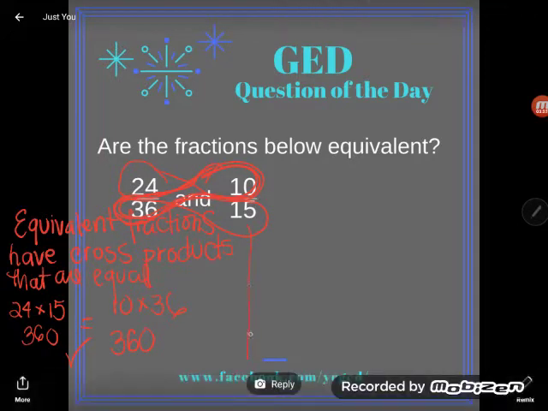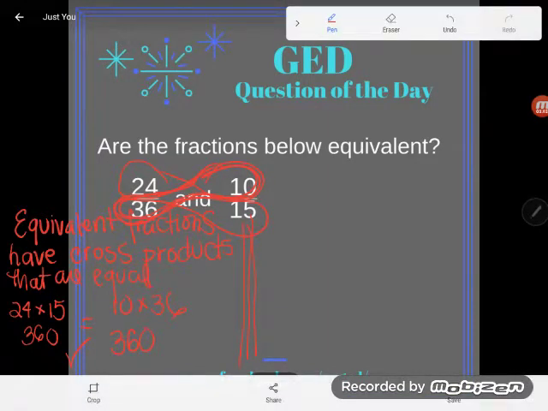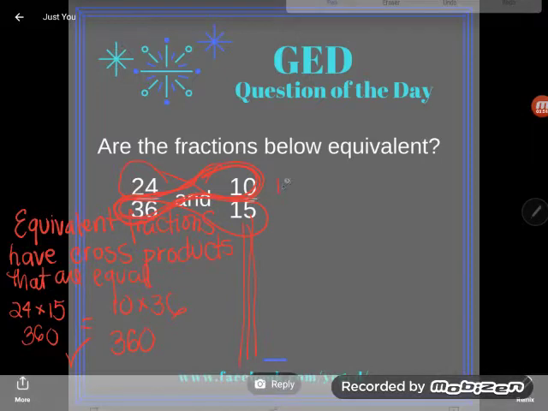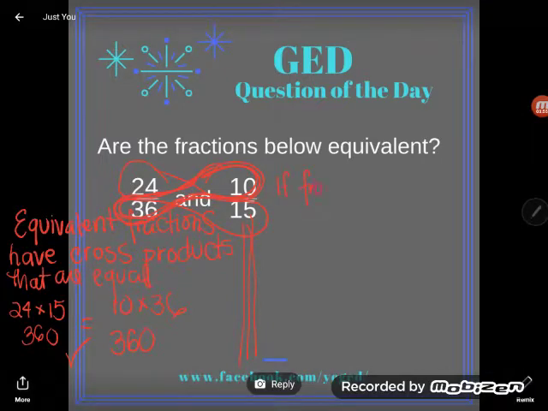Now you might be saying, Kate, I will never remember that in a million years. How am I supposed to remember that cross products are equal? Fine. You know, there's more than one way to think about things mathematically. If that sounds challenging for you to remember, then here's another thing you can always do. You can always reduce fractions. Because if fractions are equivalent, they're going to reduce to the same lowest terms.